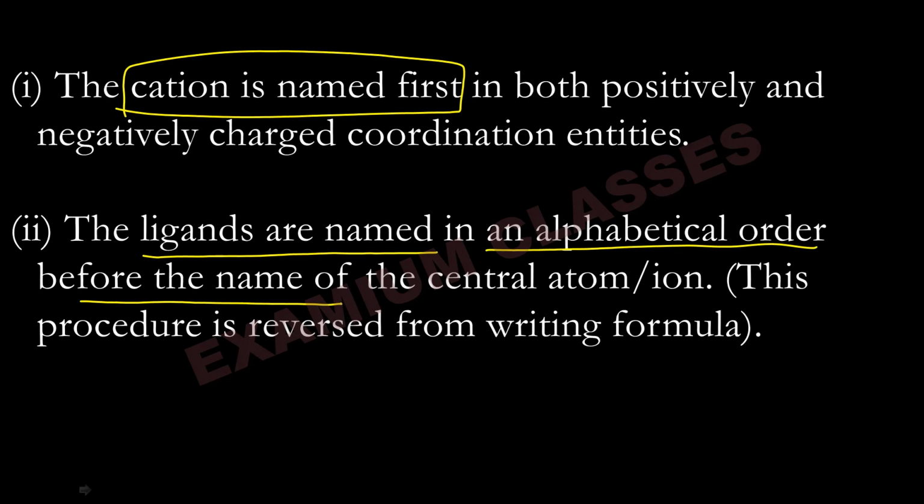In formula, what was the case? In formula, we had metal first, Co, metal first, and then the ligands. In case of IUPAC naming, you will write ligands in alphabetical order before the name. So these will come first, ligands will come first. This procedure is reversed from writing the formula, so it is not same.